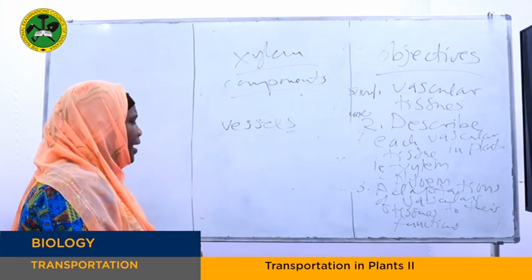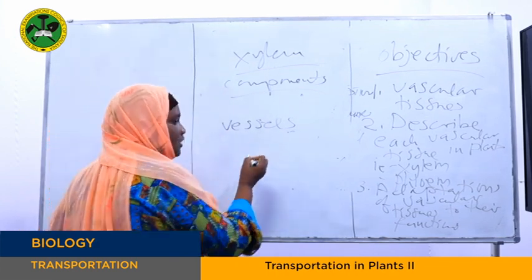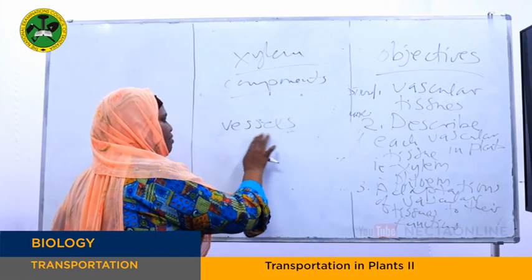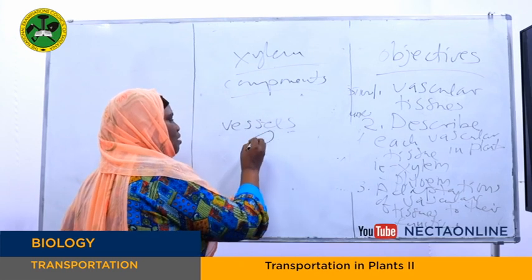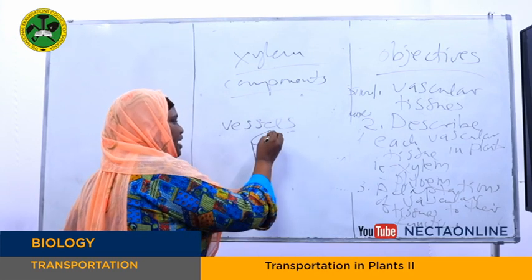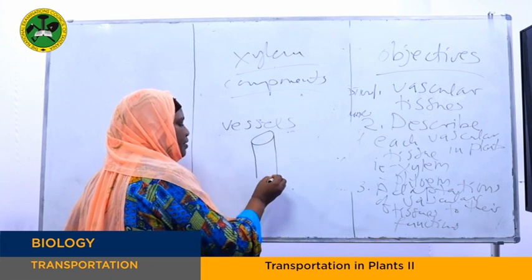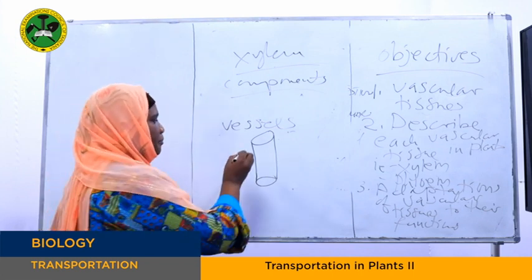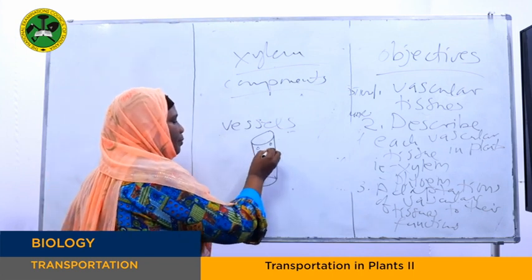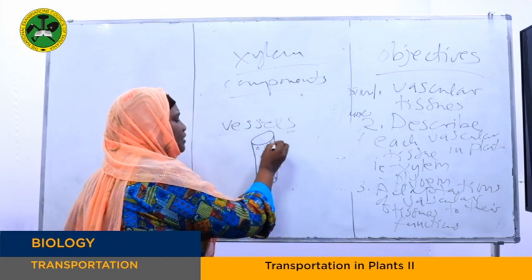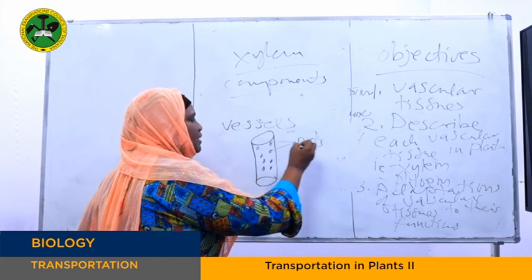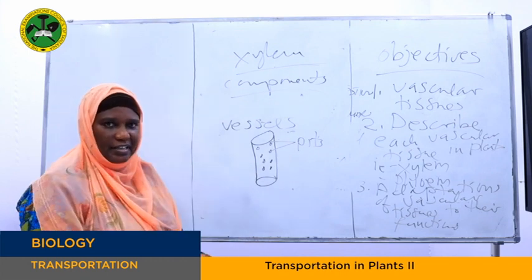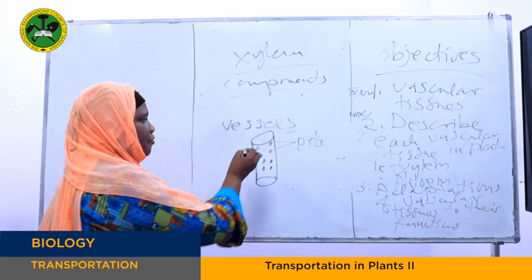Vessel. Here, vessel looks like the following diagram. I think you know it because you have already discussed that topic. Here, we are just making revisions. It looks like this one with the pits as usual. Pits are still there.